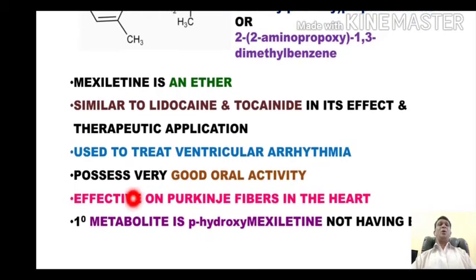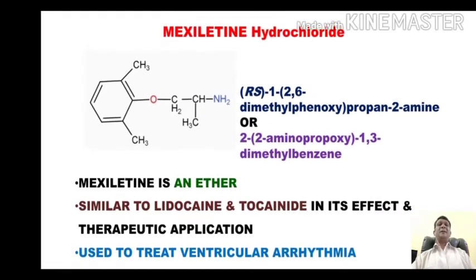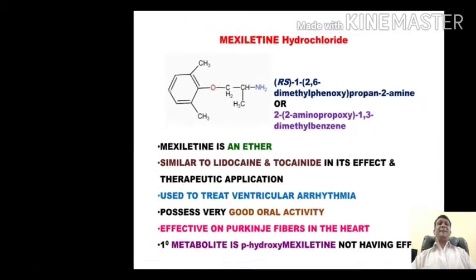This drug is effective on the Purkinje fiber in the heart, and its primary metabolite is para-hydroxy mexiletine, which does not have the antiarrhythmic property. During metabolism, this phenyl ring undergoes hydroxylation at this particular position, which is para to this oxygen. The oxygen is the ortho-para director. So due to this, the hydroxyl group is introduced at this para position to give the primary metabolite para-hydroxy mexiletine.